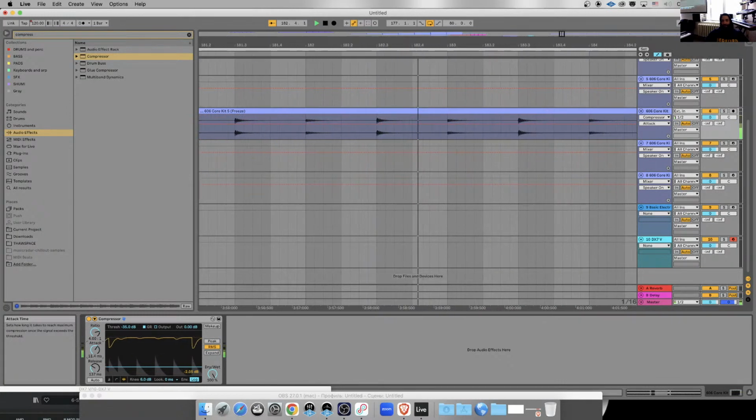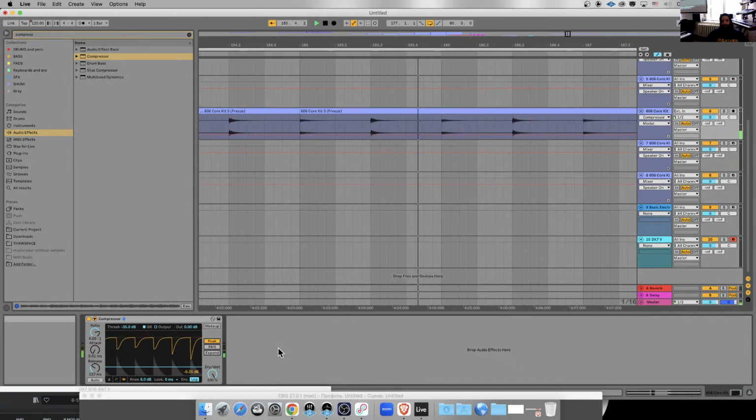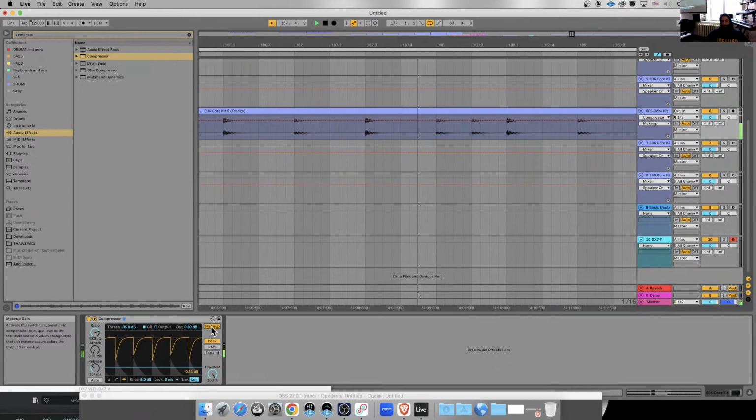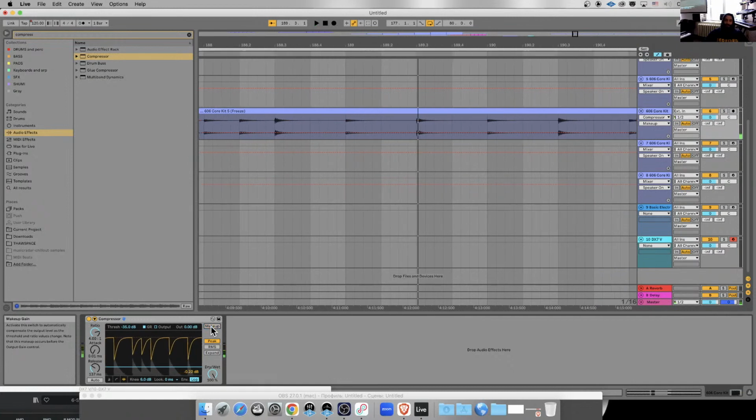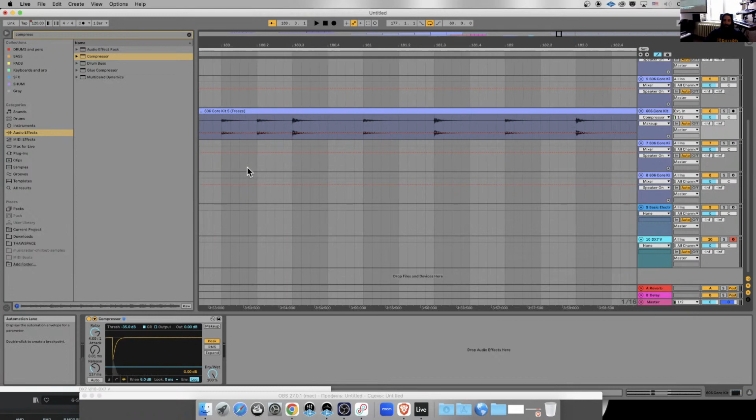Because it's not being compressed. If I put the attack very fast, a lot of that transient goes away. Or all of it. So it becomes flatter, yes? Not flatter, just the transient disappears. I don't like to use the word flatter there. It's more like the transient.